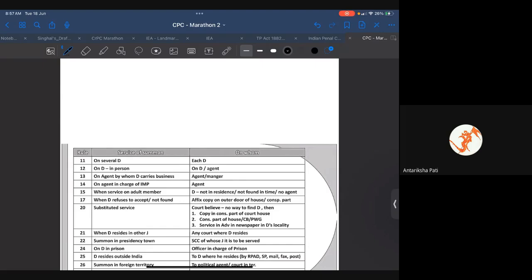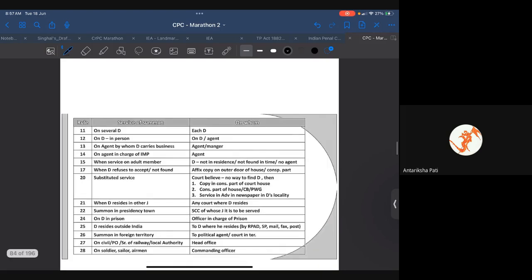And when the defendant refuses to accept or is not found, then a copy is to be affixed on the outer door of the house or a conspicuous part. Substituted service: if the court believes there is no way to find him, then a copy is affixed on a conspicuous part of the courthouse, a conspicuous part of the house where the defendant stays, carries on business, or personally works for gain, or service by advertisement in a newspaper in the defendant's locality.